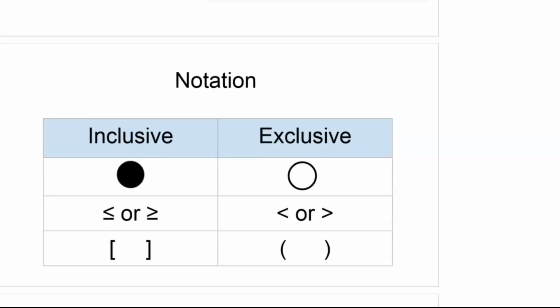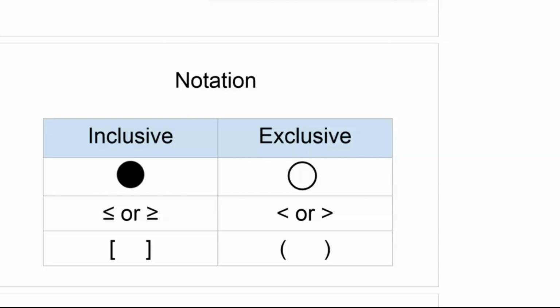So here is some notation that we use when we're talking about graphs. I just talked about the closed circle and the open circle. All of these different symbols mean the same things. In the inclusive column, we have the closed circle, or when we're talking about inequalities, we have less than or equal to, or greater than or equal to. And then on the graph, when we write our domain and range, sometimes we'll use these square brackets. The square bracket means the same thing as the closed circle or the equal to signs. So that means it does include that number.